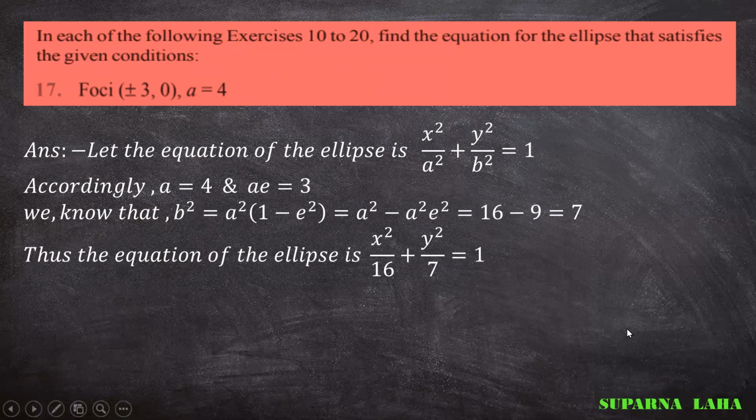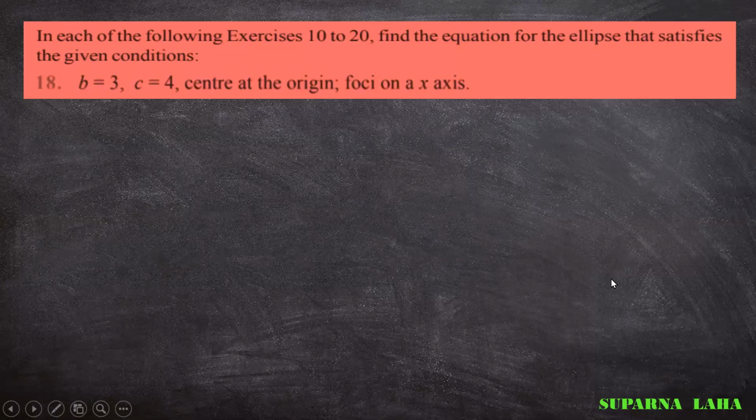Okay, so the questions are very easy in this chapter, conic sections. Question number 18. b is equal to 3, c is equal to 4, the center is at the origin and the foci are on the x-axis. Now what is c?